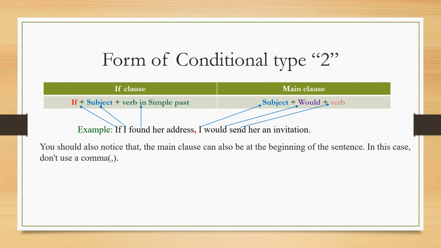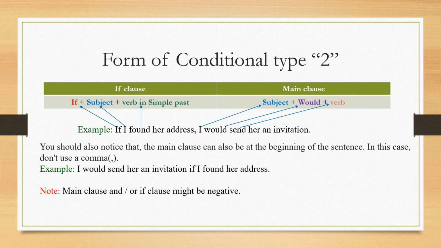You should also notice that the main clause can also be at the beginning of the sentence. In this case, don't use a comma. Which means you should notice that if the main clause comes at the beginning, we don't start with the if clause, and we don't use the comma, we go directly through the whole sentence. For example, I would send her an invitation if I found her address. Here at first it was if I found her address, I would send her an invitation, and here we removed the comma.